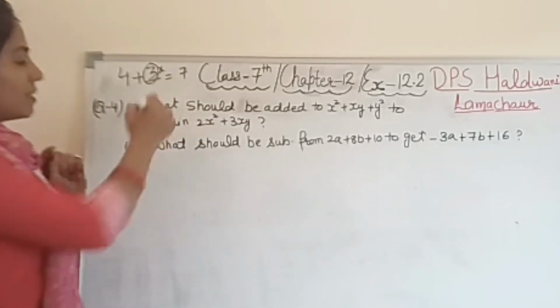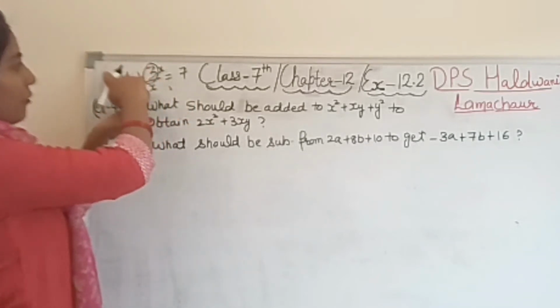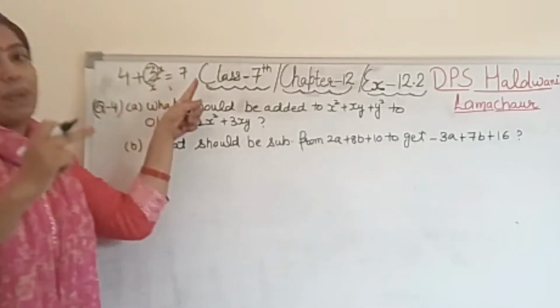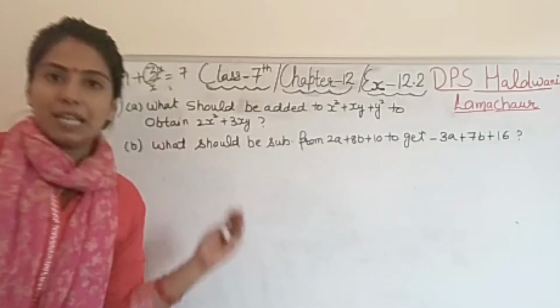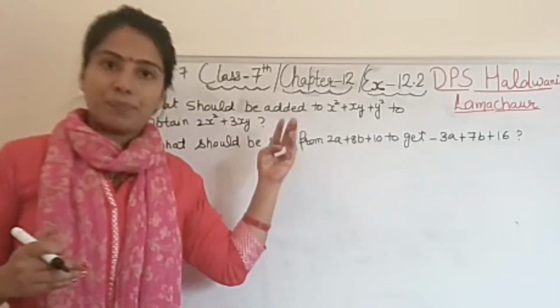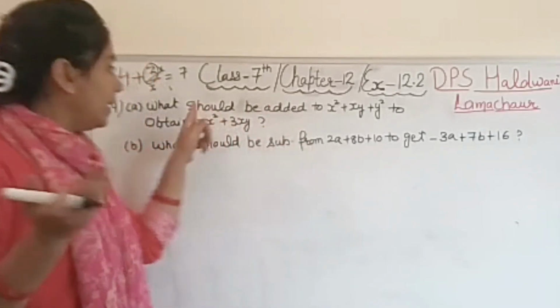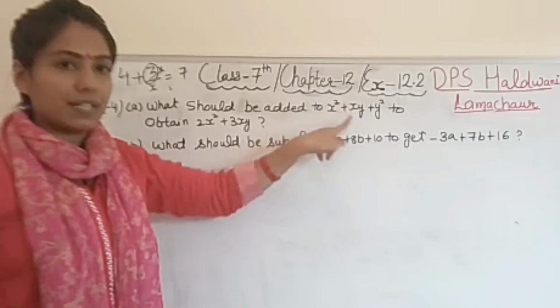How will we find out this x value? This x value we will find out, it remains here only. 4 will shift that side. So 7 minus 4, 3. So in the same manner, in the place of numerical terms, we have algebraic terms. But the thing is same. The basic of the equation is the same only. What should be added to this?